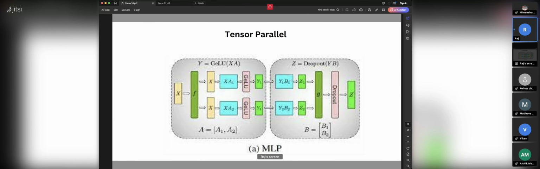Now, with Y1 and B1 and Y2 and B2, you get the final activations. Now, what G does is essentially it combines Z1 and Z2, gives it through a dropout, and then you get the final activation, which is Z.